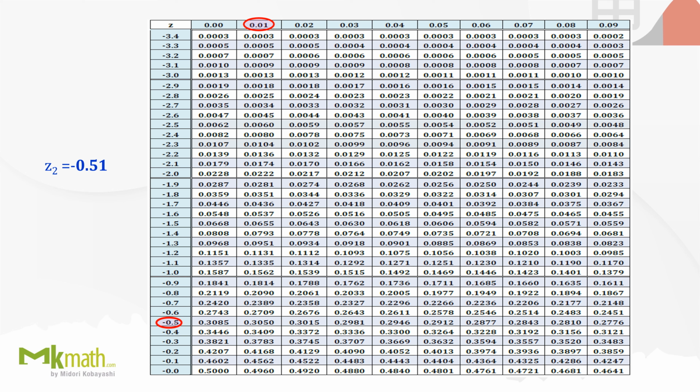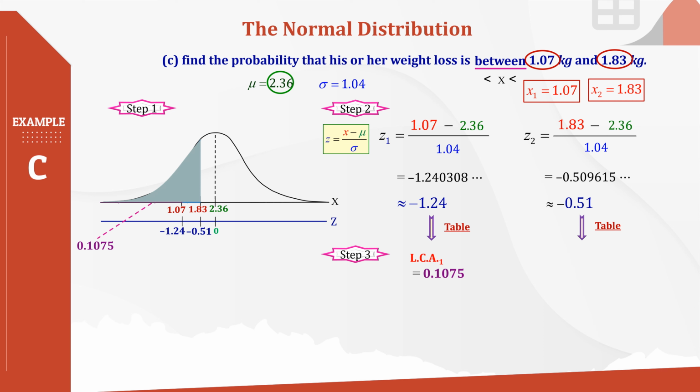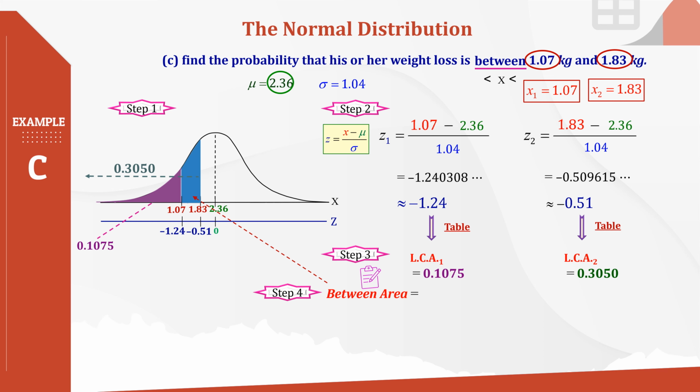The intersection of those values is the left cumulative area to the score negative 0.51, which is 0.3050. The Z2 score of negative 0.51 gives the left cumulative area of 0.3050, shown in gray-green color. That is not our desired area, as we need to find the between area of two values, which is in blue color. How do you find the between area?